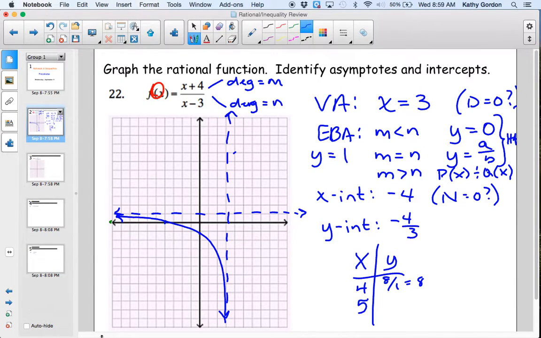Okay, how about 5? 5 plus 4? 9. 5 minus 3? 2. Which is about 4.5. 5, 1, 2, 3, 4.5. Now I have a pretty good idea what this one looks like. And that's your graph.